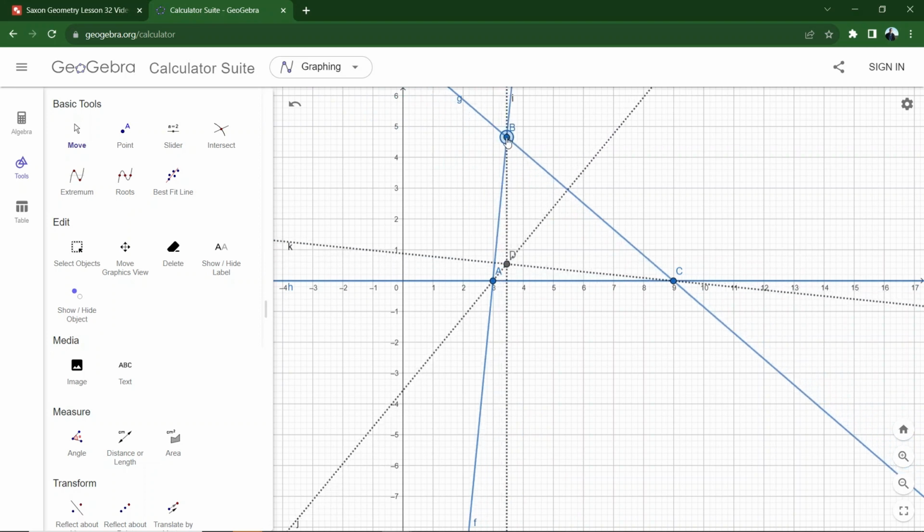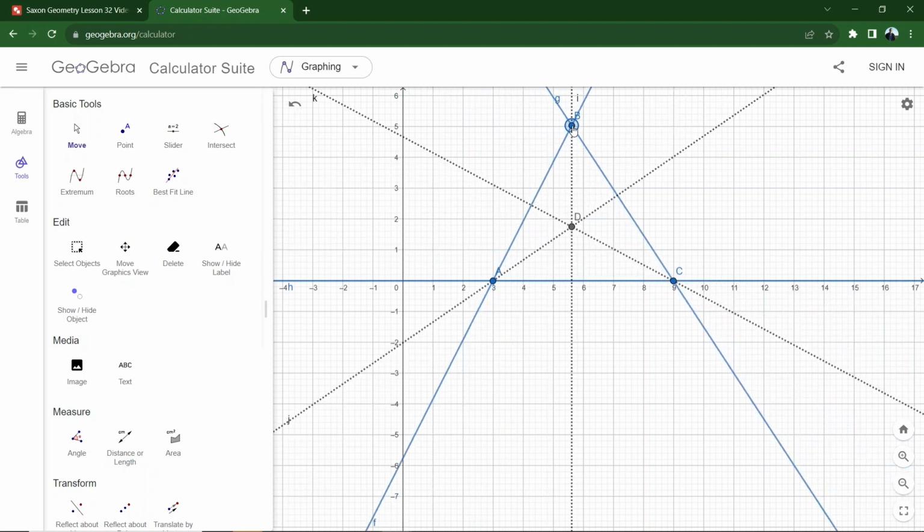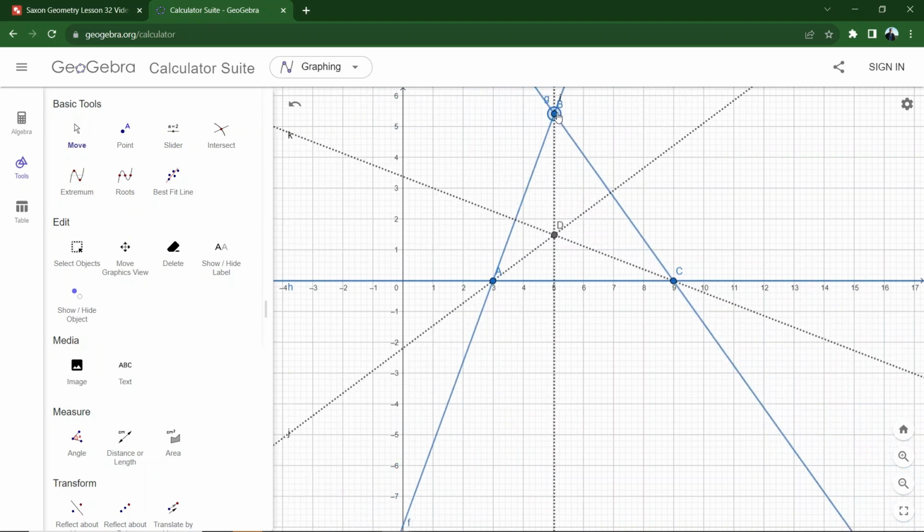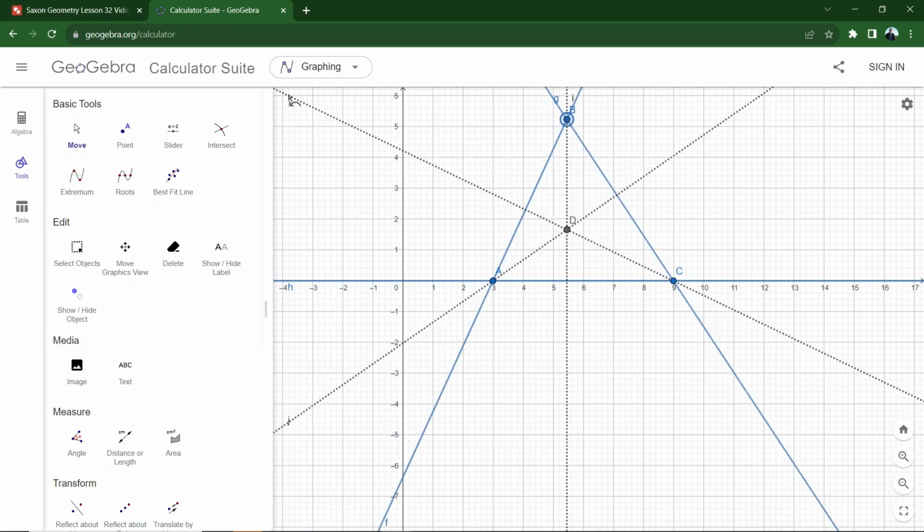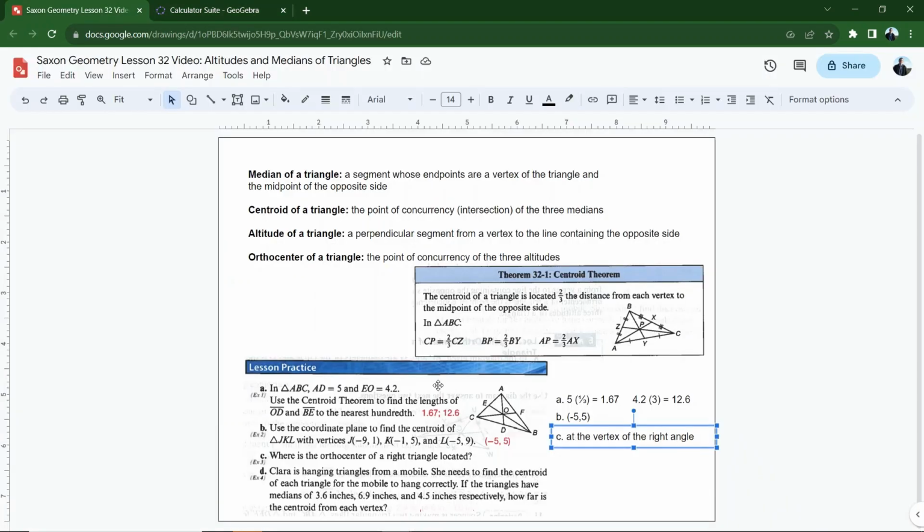So here's right, and then here's acute, and then notice in my acute triangle, my orthocenter is going to be inside my triangle. I would encourage you to come here to GeoGebra and play around, because it's actually really easy to draw geometric figures and manipulate them and see what they do. All right, let's finish up.